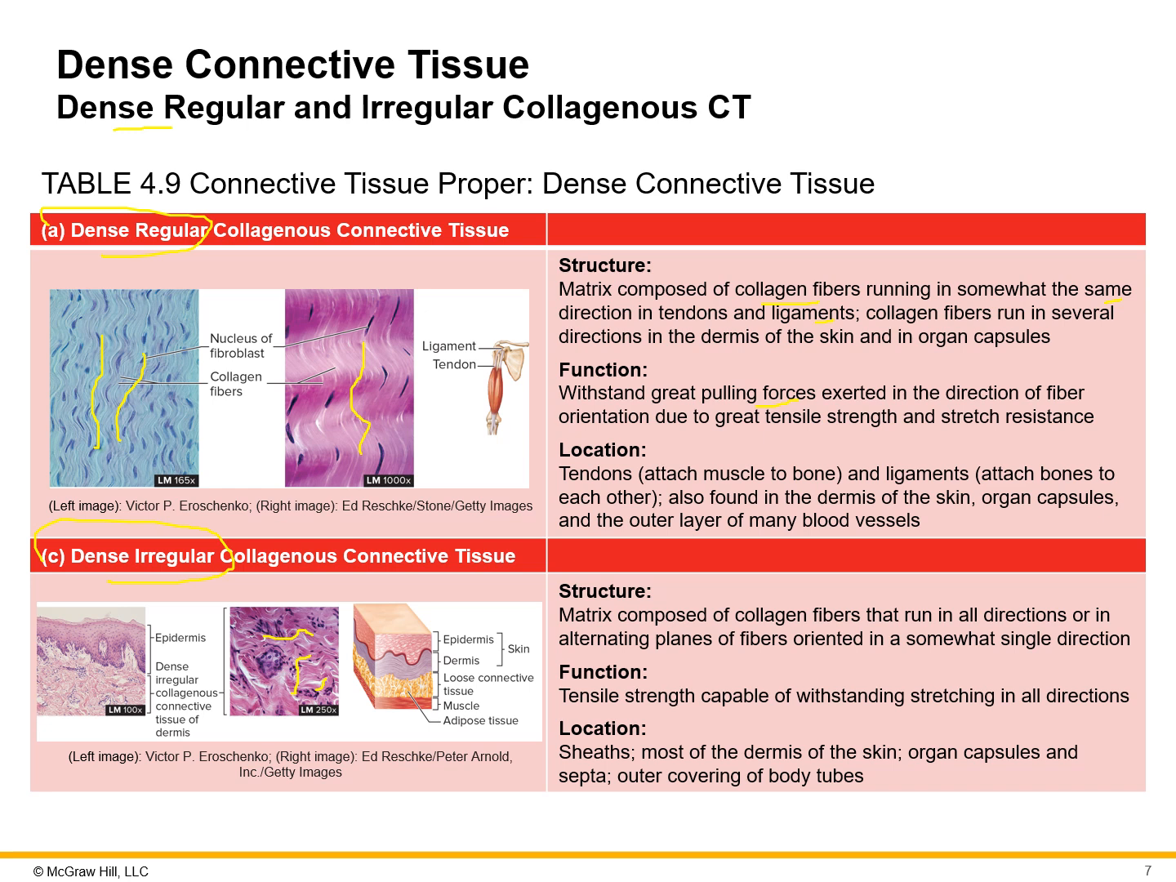Whereas the dense irregular, those collagen fibers go kind of in all directions here. It does provide tensile strength, so it can withstand a lot of stretching and pulling. So thinking about our skin, and some of the organs that can stretch because of this dense irregular collagenous connective tissue.